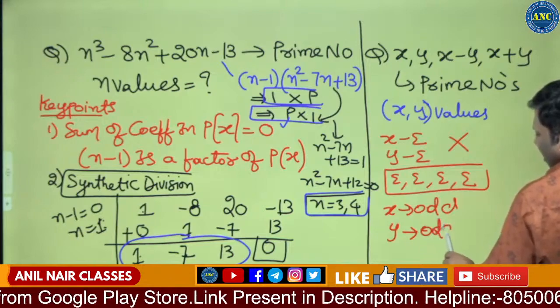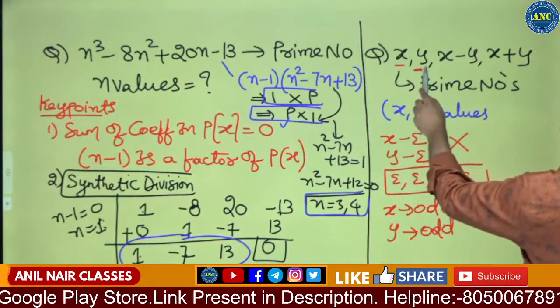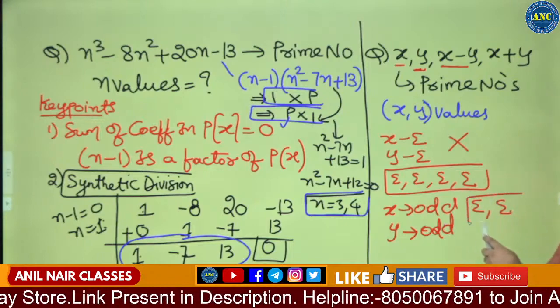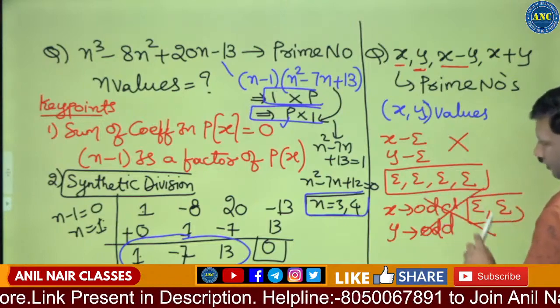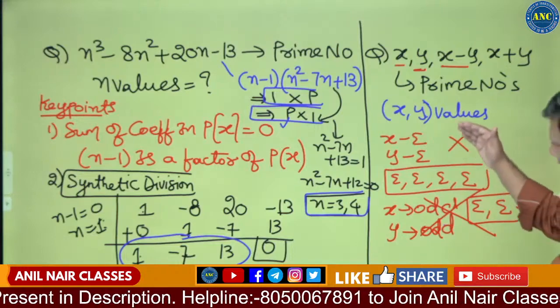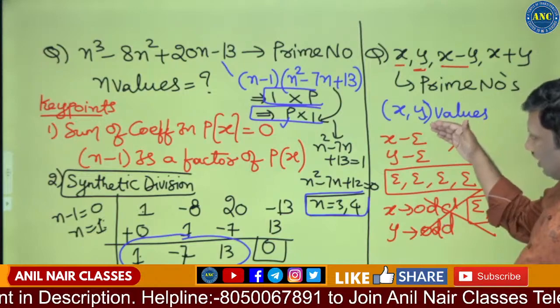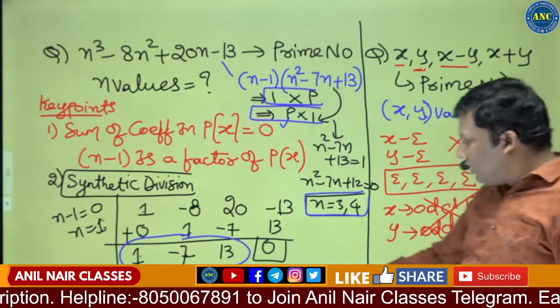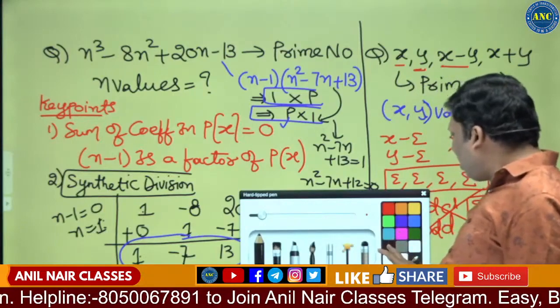If x is odd, y is odd: odd minus odd is even, odd plus odd is even. Can there be two even numbers which are prime? It is not possible. So x even, y even, and x odd, y odd, these two cases are not possible.